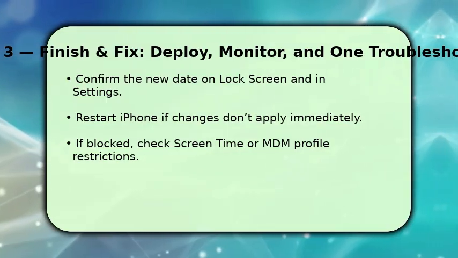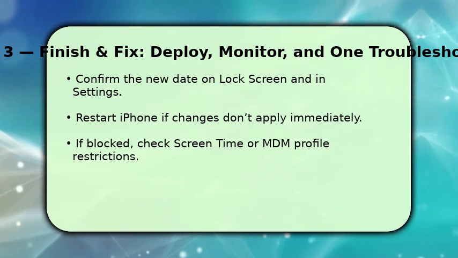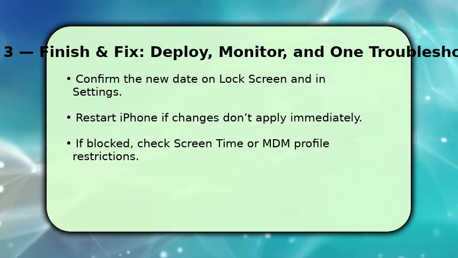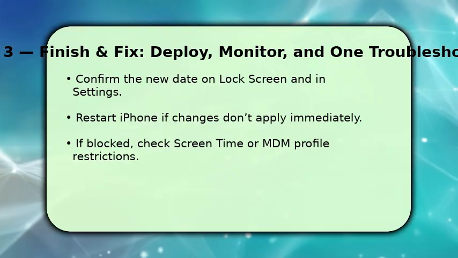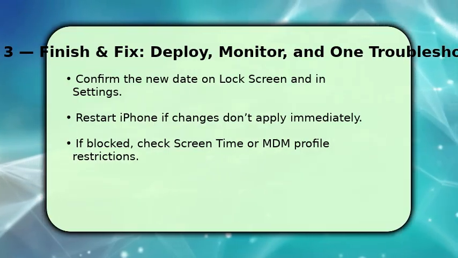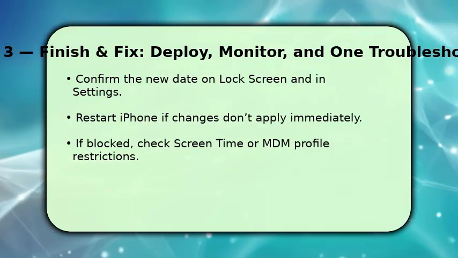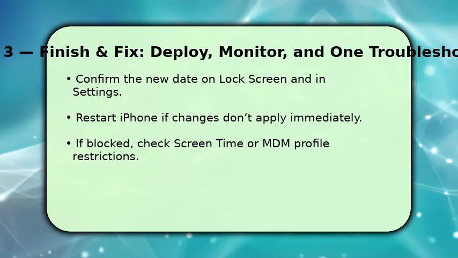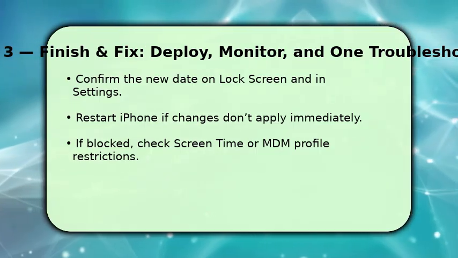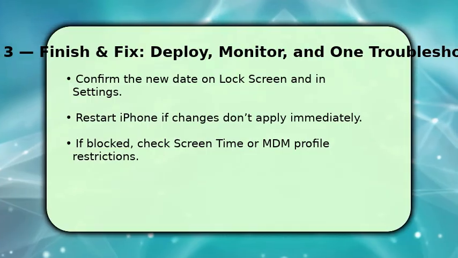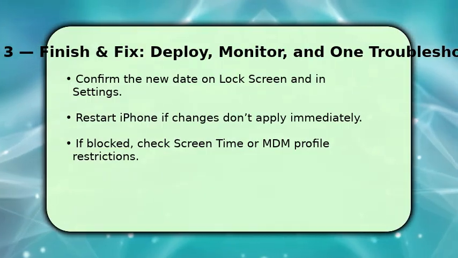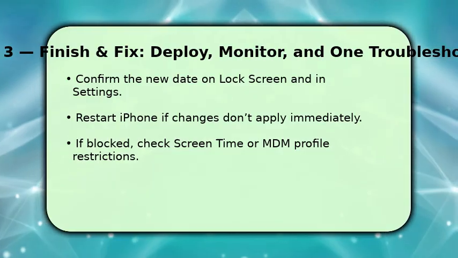If the change doesn't stick, restart the iPhone. That often forces system updates to apply. If you can't toggle Set Automatically, make sure Screen Time restrictions or an MDM profile aren't preventing edits. Go to Settings, Screen Time, or Settings, General, VPN and Device Management. If restrictions exist, disable them or contact the administrator before retrying.